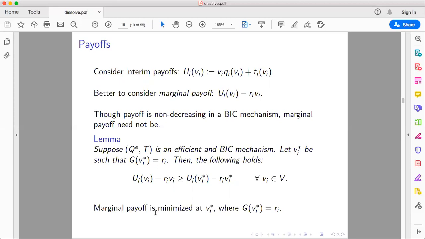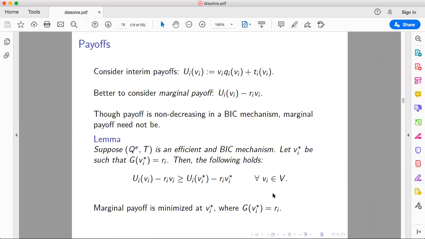Did I say maximize? It should be minimized. So the minimum marginal payoff occurs at V star I. Okay. So that means that every other type would have larger marginal payoff. So when I say marginal payoff, it is the payoff from the mechanism minus RiVi, which is the payoff that the agents are already getting.